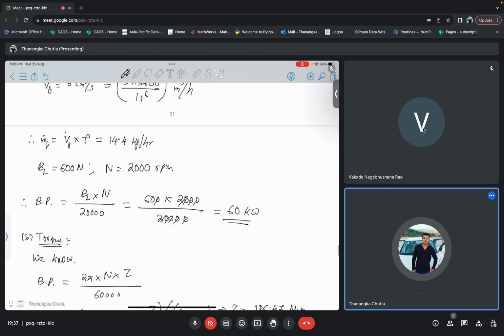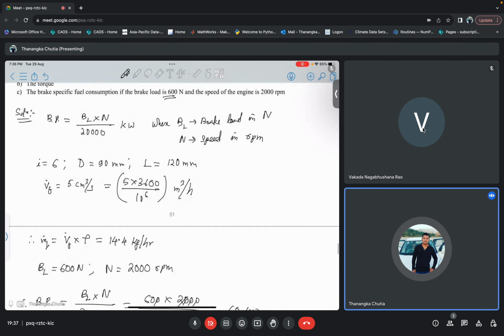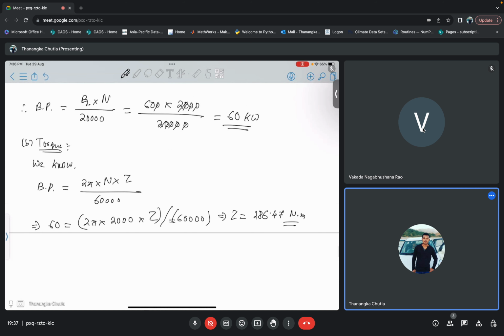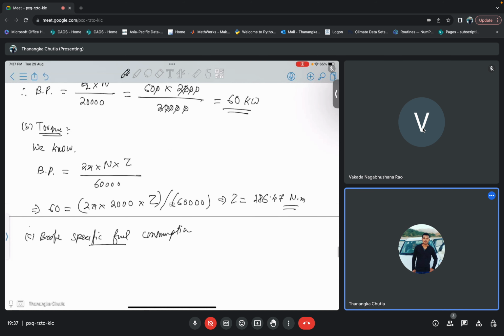Next is your brake specific fuel consumption, and this is nothing but the MF. Okay, your brake specific fuel consumption. Sorry. So your brake specific fuel consumption is equal to mass flow rate of the fuel divided by brake power.